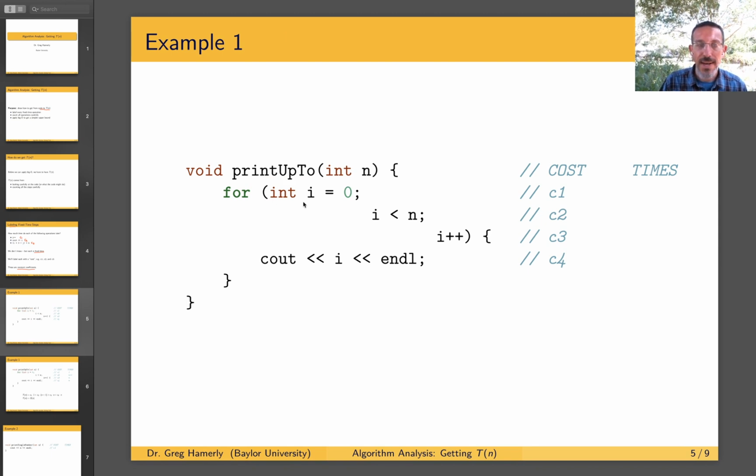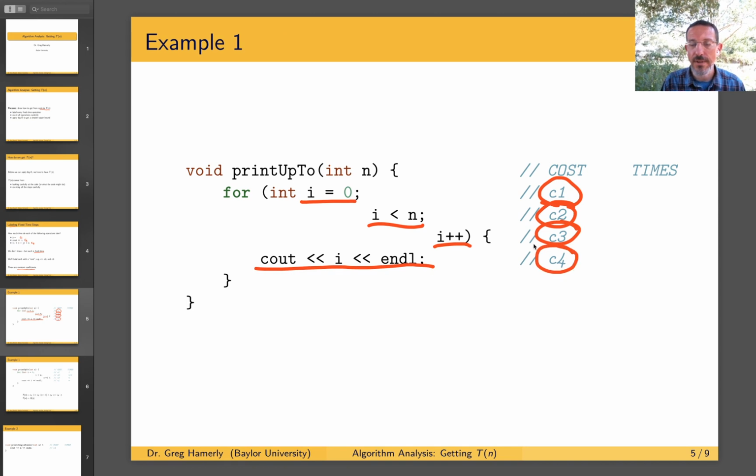And the cost of allocating i and setting it equal to 0 is C1. I've just called it that. And the cost of doing this comparison is C2. And again, I've just called it that. And the cost of incrementing i is C3. I've just called it that. And the cost of printing out i and an endl is C4.